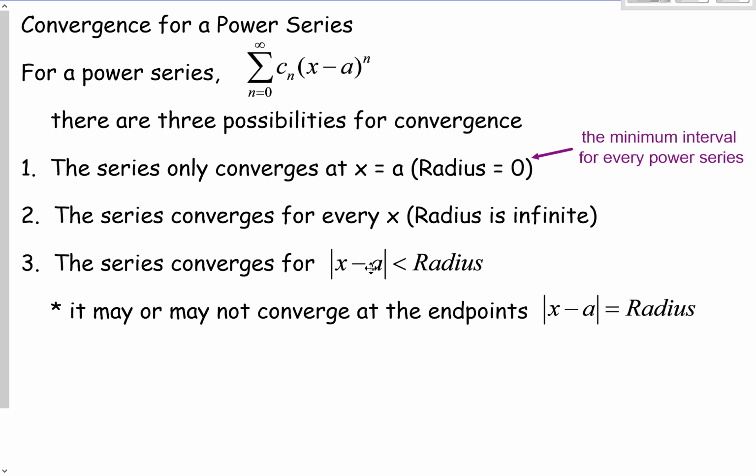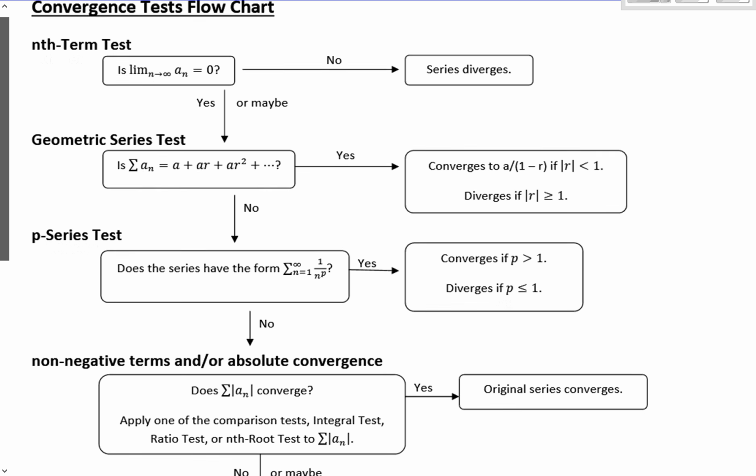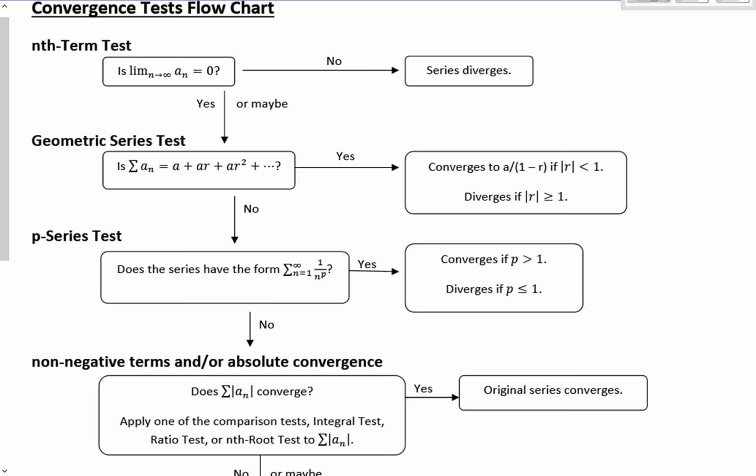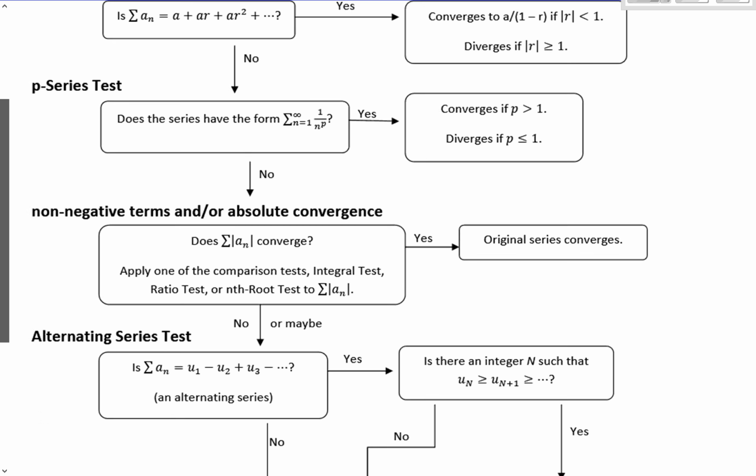The thing where these get a little more complicated is that we will need to learn how to check whether the series converges at the endpoints, when the absolute value of x minus a is equal to the radius, because sometimes they do and sometimes they don't. And what we'll be doing over the next week and a half or so is going through a lot of different tests for convergence. This flowchart I'll be giving to you on Tuesday in class, but it goes from easiest to most difficult in terms of our tests. Some of these we've actually worked with, we just haven't given them a name. Some of them we haven't.